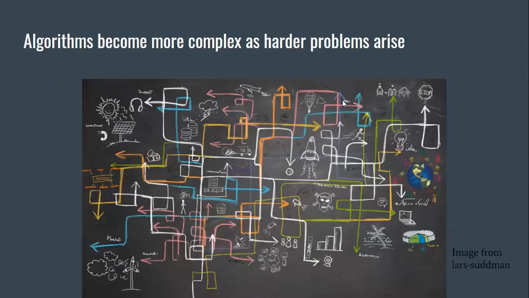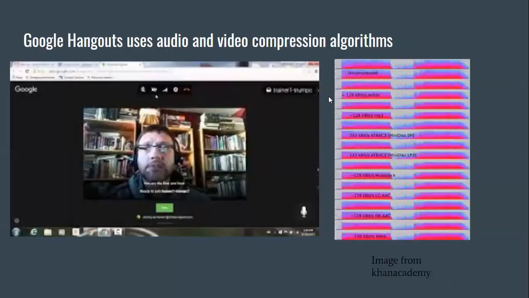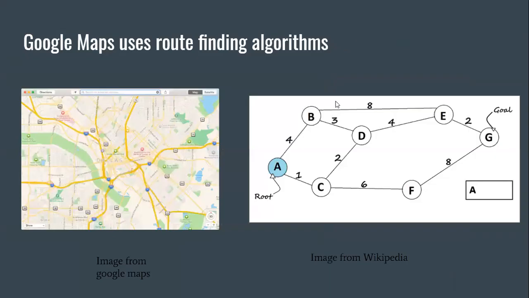Algorithms become more and more complex as harder problems arise. For example, Google Hangouts uses audio and video compression algorithms to transmit video and audio signals across devices. Again, Google Maps uses route finding algorithms to find the easiest and fastest way from point A to B. This algorithm is more commonly called the Dijkstra algorithm and is very popular among computer scientists today.